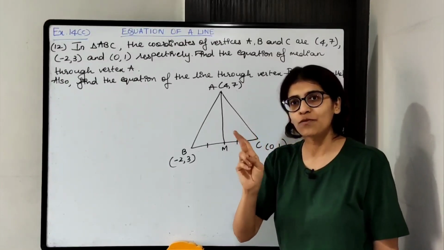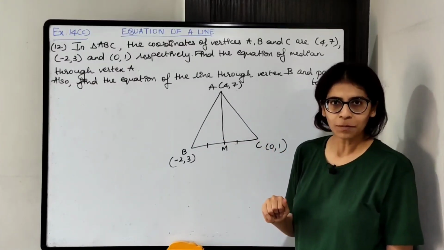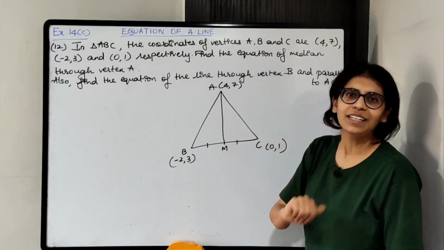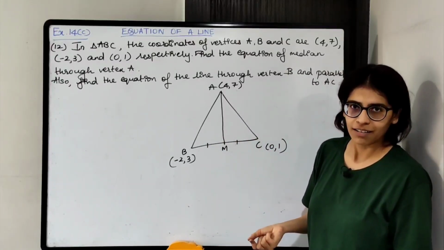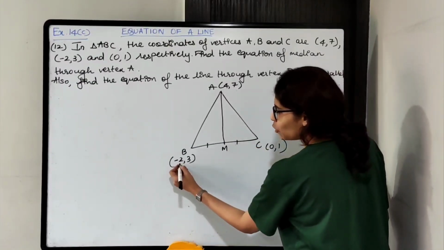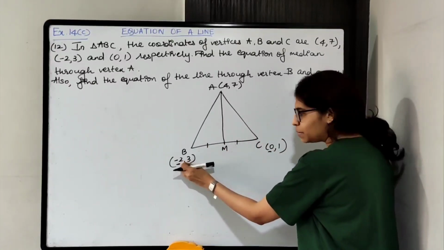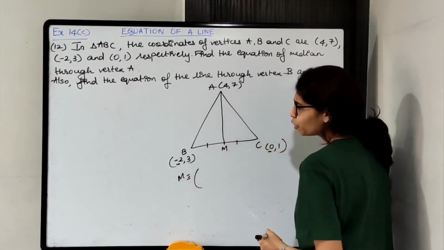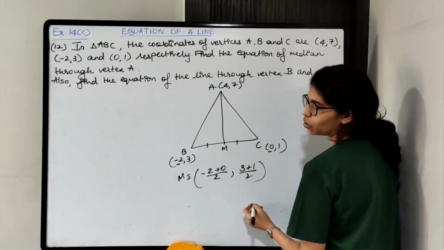So using 2 points form, I can find out the slope of the line and then the equation of the line. Okay. So I need to find out M का coordinates, which is very easy. M is midpoint of BC. So by midpoint formula, M का x and y coordinate क्या होगा? X coordinate will be sum of the x coordinates of B and C divided by 2, and y coordinate will be sum of the y coordinates divided by 2. So by midpoint formula it will be minus 2 plus 0 upon 2 and 3 plus 1 upon 2. You will get the coordinates of M.